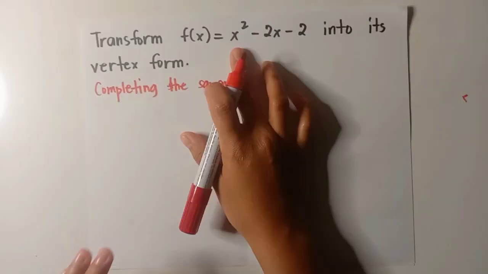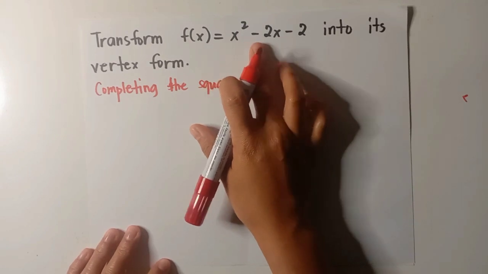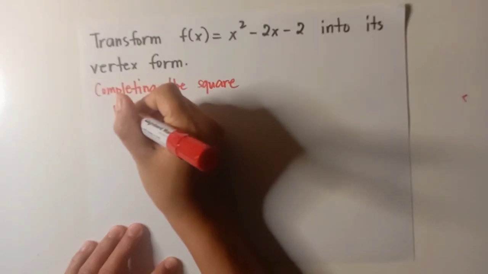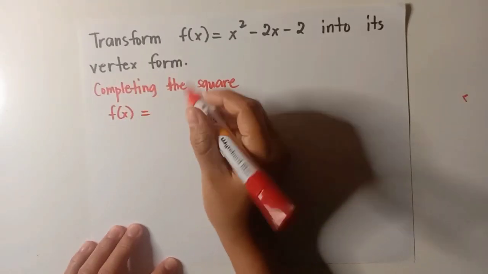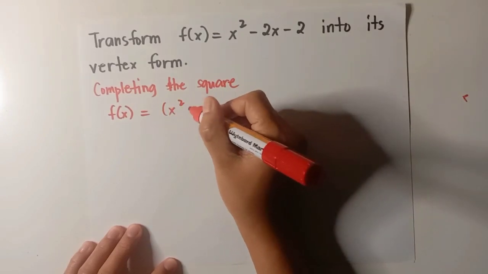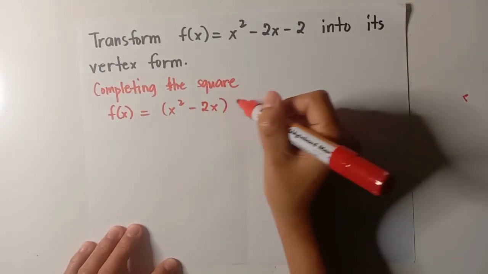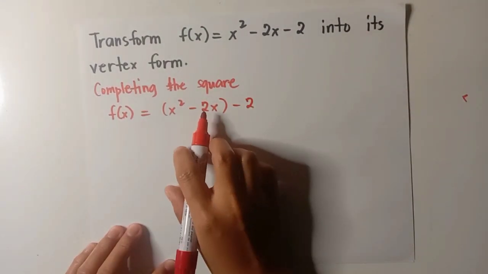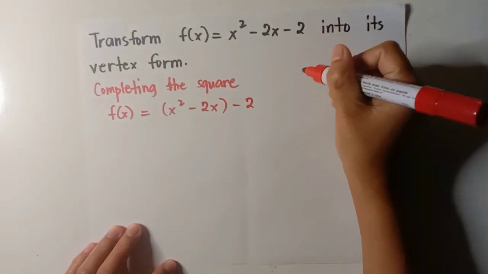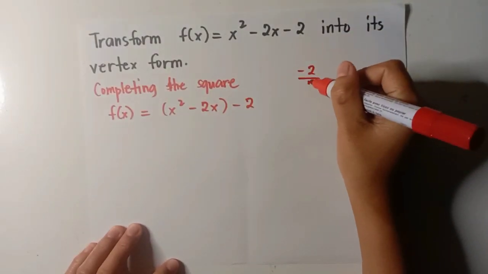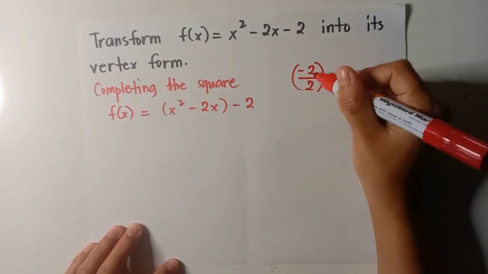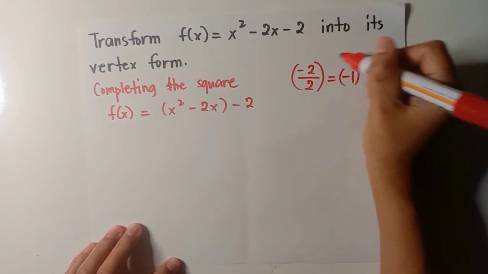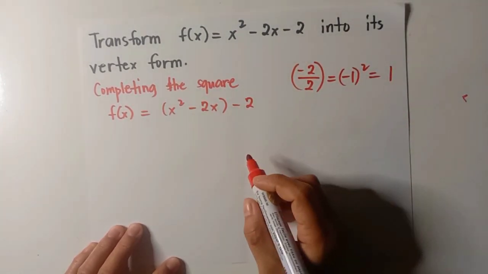In completing the square, the first thing that we will do is to group x squared and negative 2x. So it becomes f of x equals x squared minus 2x minus 2. And then we will get the coefficient of the second term, which is negative 2, and divide it by 2. The answer is negative 1. And then you square the answer. The answer is 1.